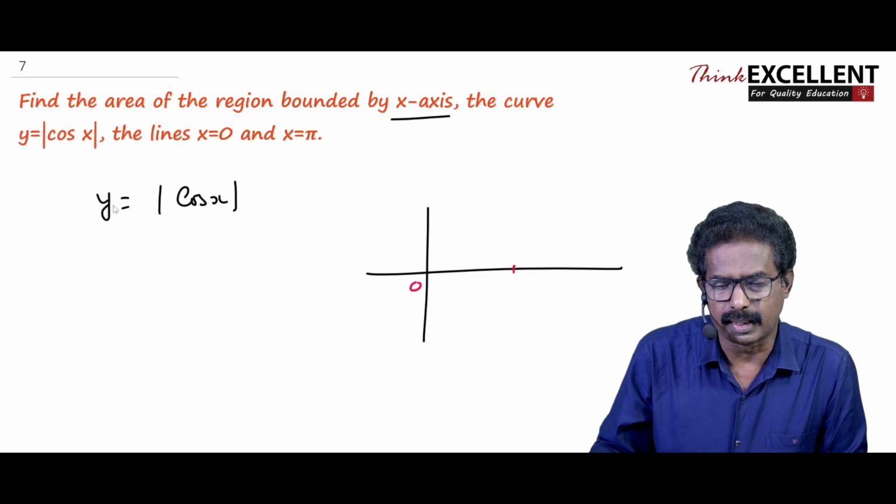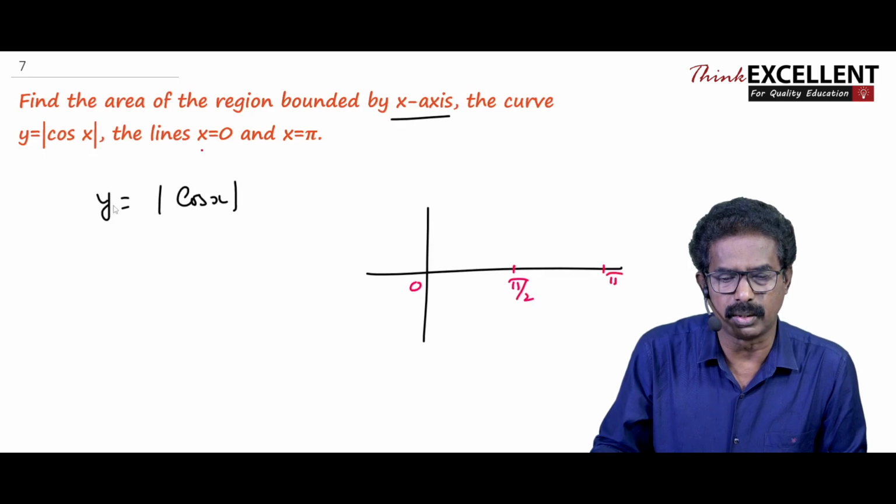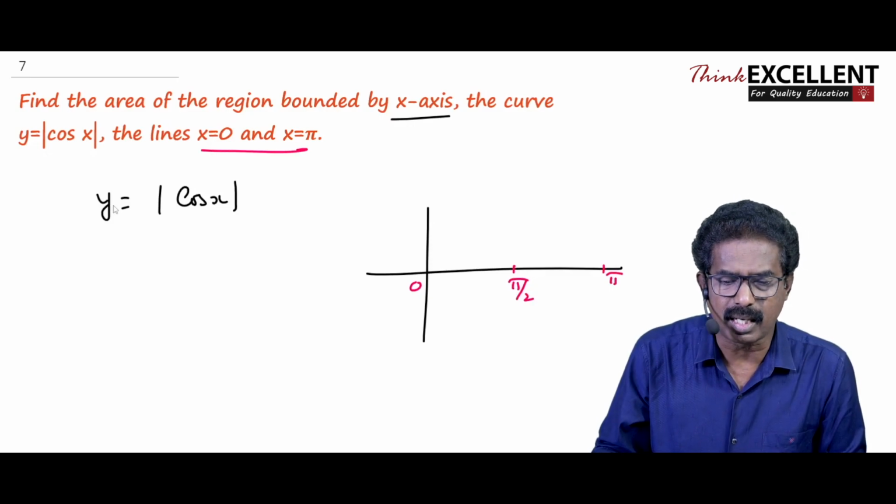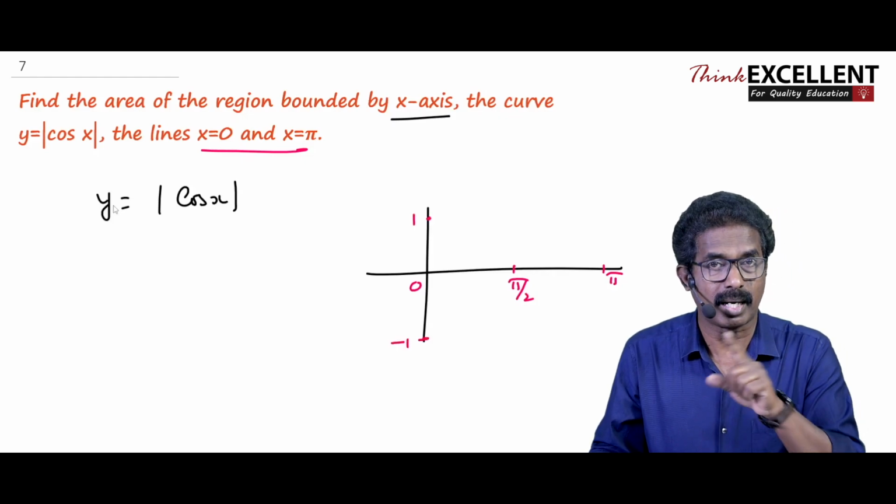0, 90, 180. pi வரைக்கும் தானே கொடுத்துருக்காங்க. 0 to pi. Again, cos ஃபங்க்ஷனுக்கும் maximum value 1, minimum value minus 1, but the modulus இருக்குது, will come back.